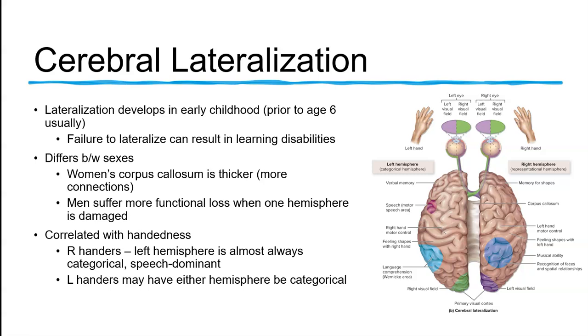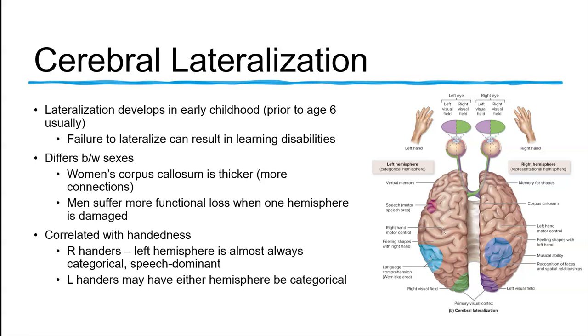There are other aspects of lateralization that differ between the sexes. So women have a thicker posterior part of the corpus callosum due to additional commissural axons in that area. Adult males tend to have more lateralization than females and suffer more loss if one side is damaged. This cerebral lateralization is also correlated with handedness. So right-handed people tend to have slightly different lateralization patterns than those who are left-handed.